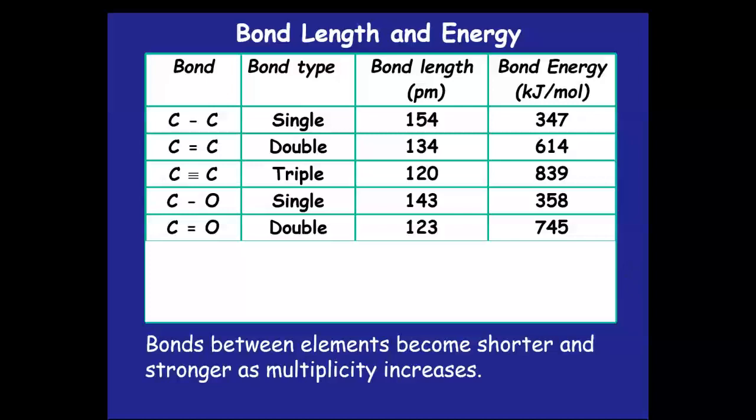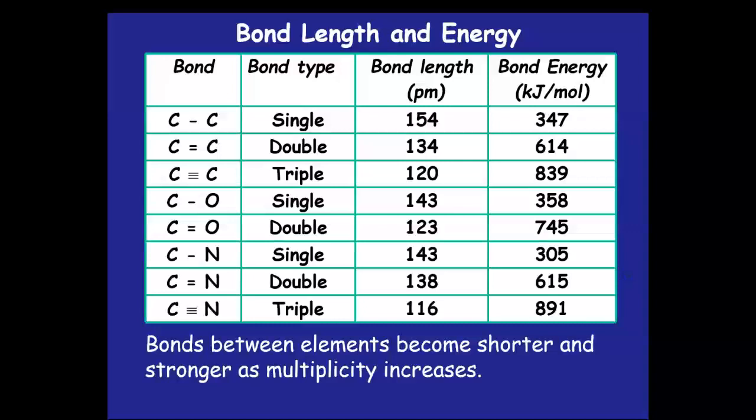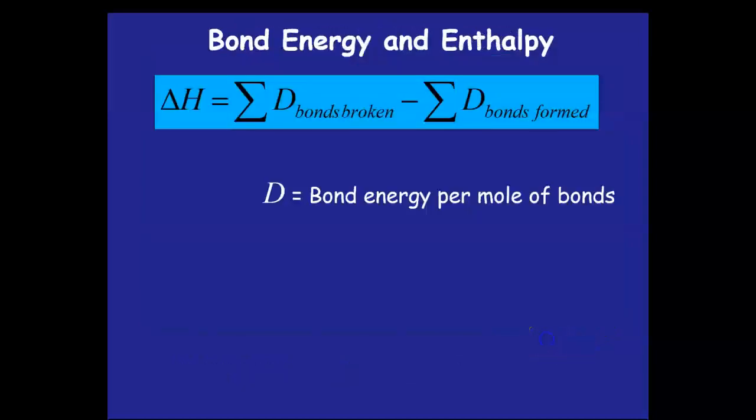Here's carbon-oxygen, same thing happens. And here's carbon-nitrogen, which you can also make a triple bond to, as in the cyanide ion. And in each one of these, you shorten the bonds as you increase their multiplicity, and you increase their bond energy. So, more bonds, more bond energy.